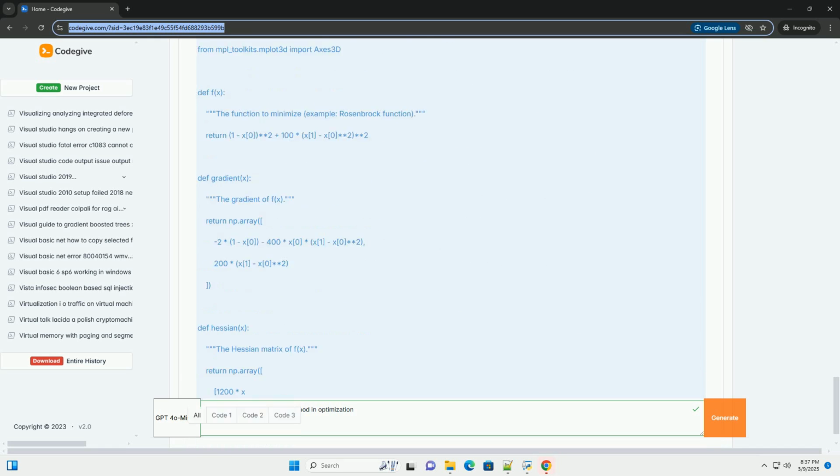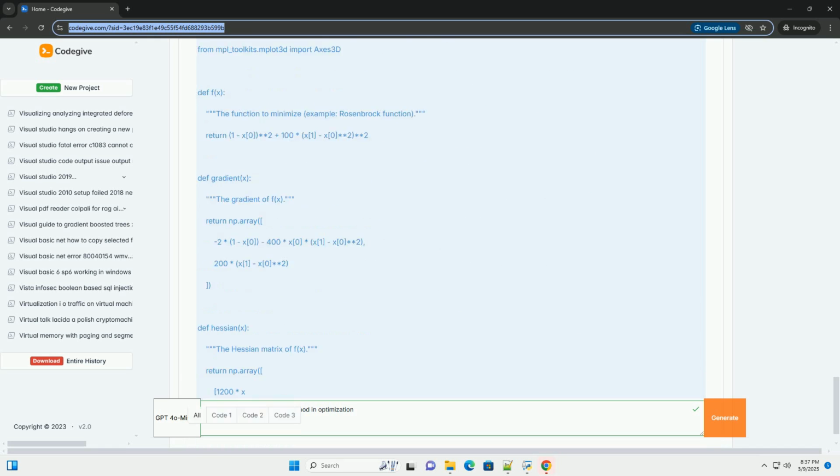Hessian invertibility: the Hessian matrix must be invertible. If the Hessian is singular, non-invertible, the algorithm will fail. This can happen if the function is not strictly convex. The code examples include error handling for this case. Local minima: Newton's method can get stuck in local minima. This is a general problem for many optimization algorithms.